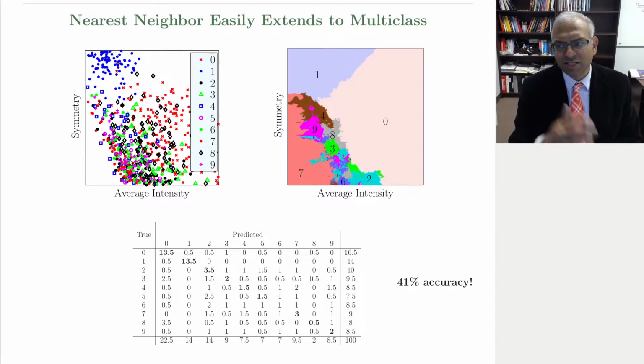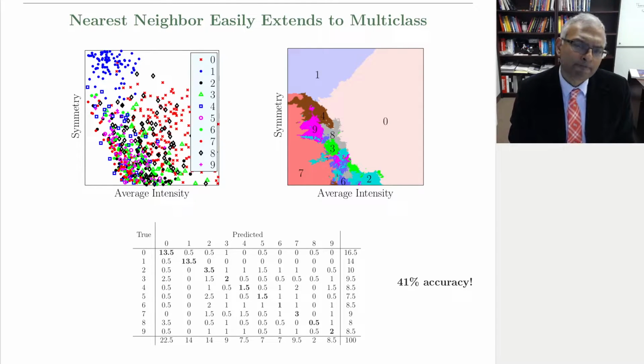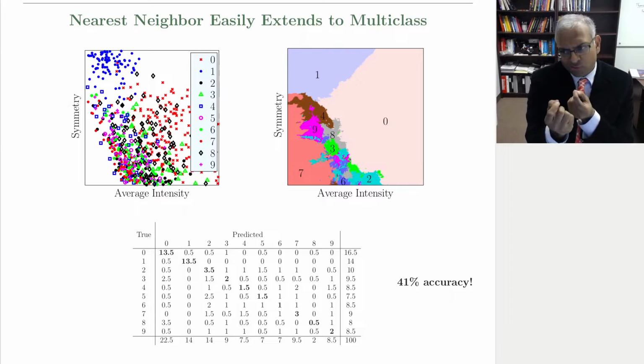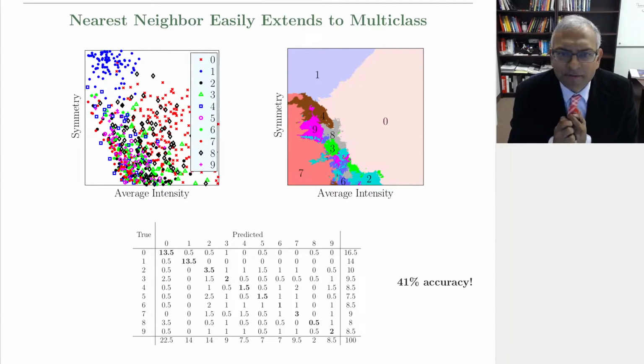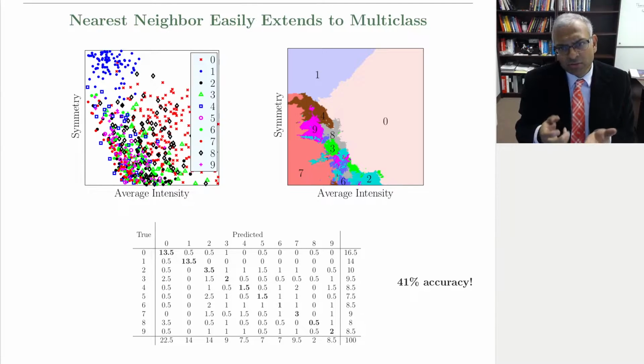But that just means that it's hard to classify in this space and you might need other features. Now, how can we extend the nearest neighbor to multi-class? If we're doing nearest neighbor, you find your nearest neighbor and classify according to that class. And if you're doing k-nearest neighbor, you find your k-nearest neighbors and classify according to the majority class in your k-nearest neighbors.